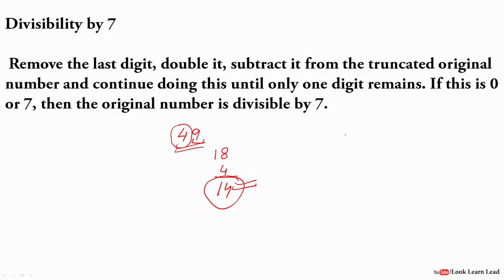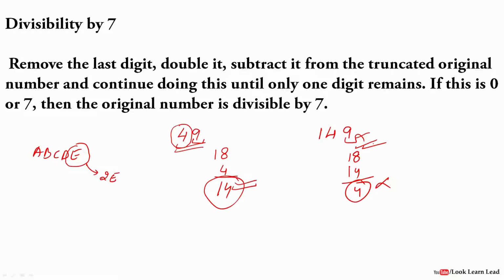Let's see another example. Suppose we have 149. Remove 9, double it, it is 18, and subtract 14 from it, we would have 4. So it is not divisible by 7. So what we have to do is, suppose we have a 5-digit number A, B, C, D, E. We remove the last digit E and multiply it by 2, it becomes 2E, and subtract it from A, B, C, D, that is A, B, C, D minus 2E. If this number is divisible by 7, the whole number would be divisible by 7.